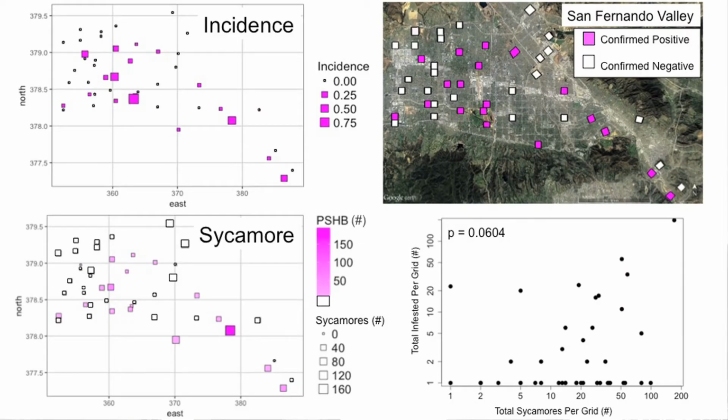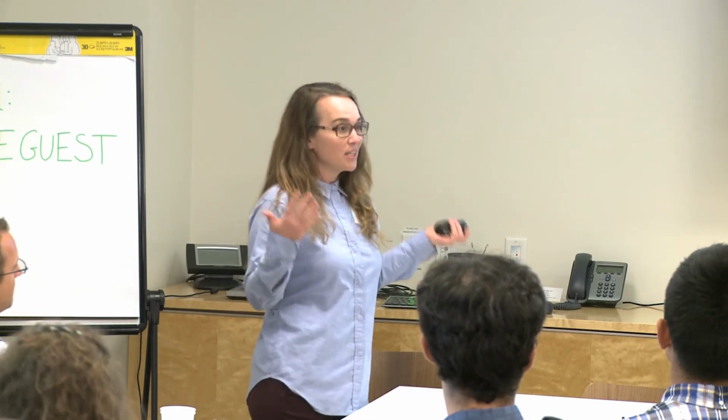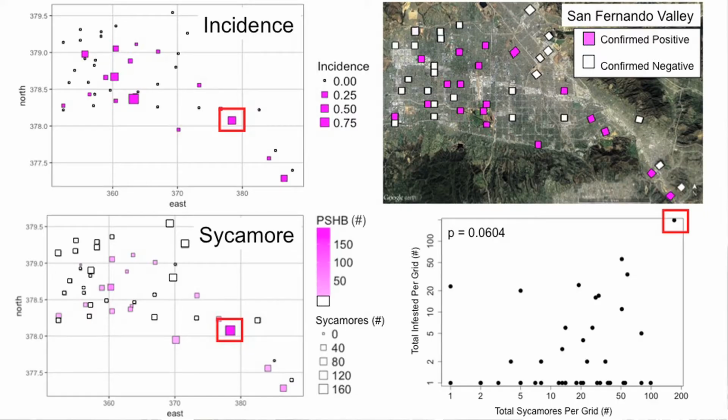And then one other graph here is showing on the y-axis the total infested number of trees per grid, and on the x-axis the total number of sycamores per grid. So you have some locations, what we would expect, with a large number of sycamore trees with a lot of disease, and that's represented in the top right area on the graph. Some locations have a lot of sycamore, but very little disease, which is represented on the bottom right part of that scatter plot.